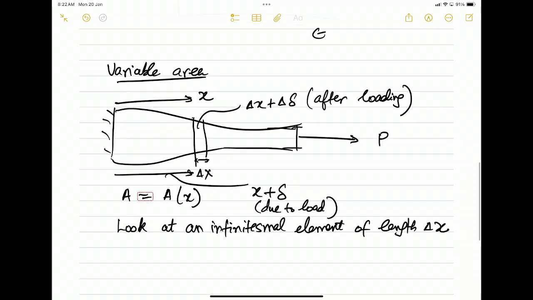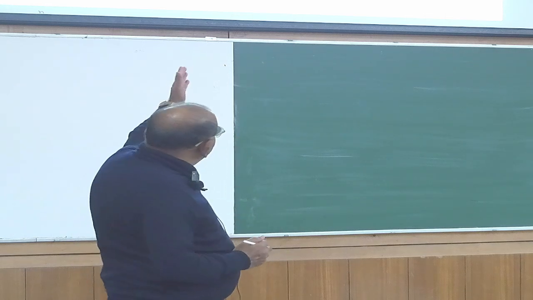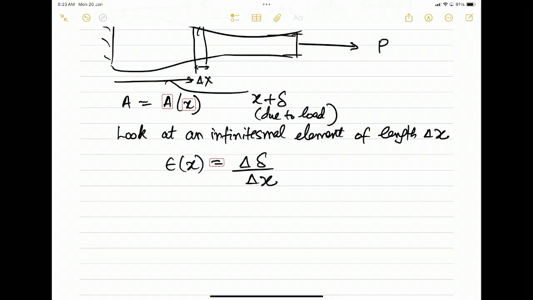So then the strain would be defined as the change in length of that particular section divided by the original length. So delta delta by delta x, and in the limit delta x goes to 0, this will become d delta by dx. Okay. So this is how you define it when you have a variable area.